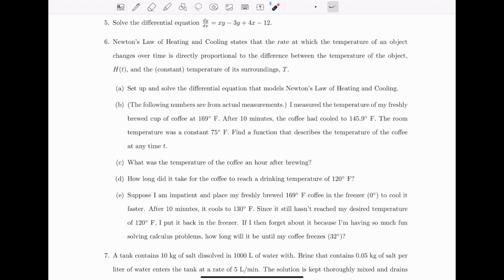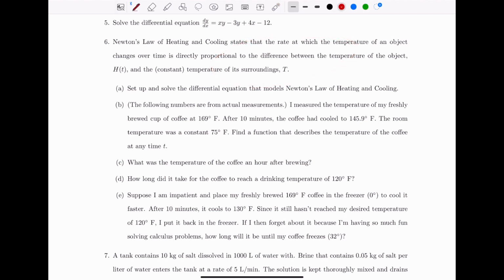So Newton's law of heating and cooling says that the rate, we want to think here when we see rate about derivative, the rate at which the temperature of an object changes over time is directly proportional to the difference between the temperature of the object, H, and the constant temperature of its surroundings, T. So we want to set up a differential equation to describe this physical phenomenon.